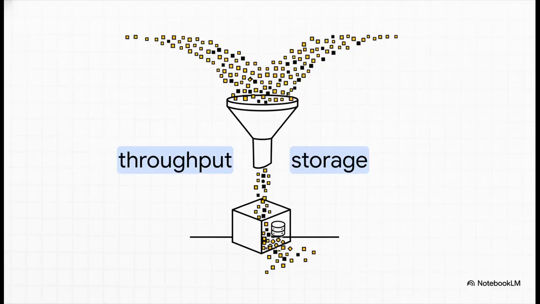It really comes down to two real-world limits. Throughput, that's how much data can even fit through the pipe at once, and storage, which is how much space you have to save it all. The amount of raw data is absolutely massive. So we need a smarter way to figure out what's actually going on.